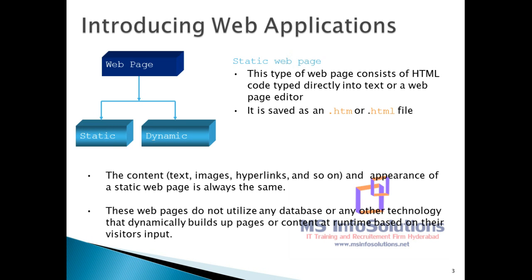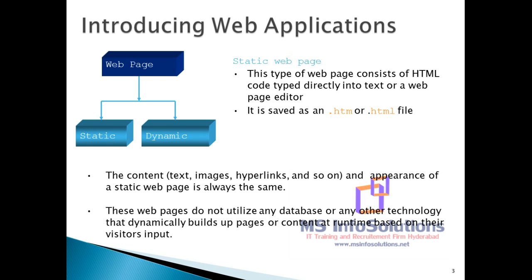What is a web application? A collection of web pages is known as a web application. We have two types of web pages, as identified in the image. The web page can be divided into two types: one is a static web page, and the second one is a dynamic web page.